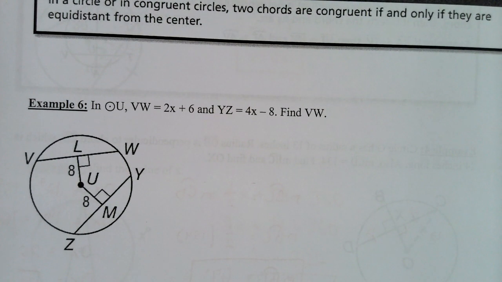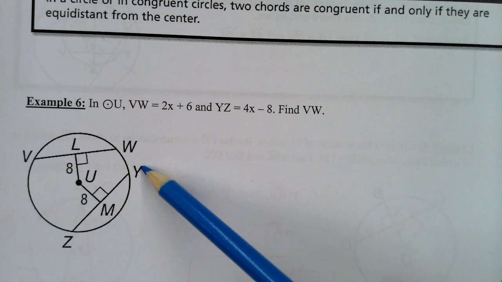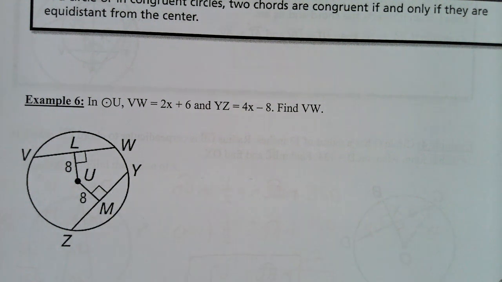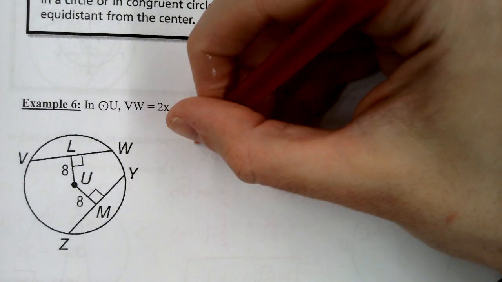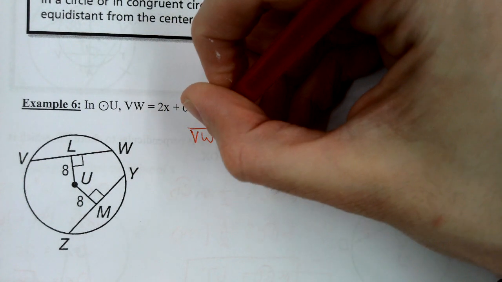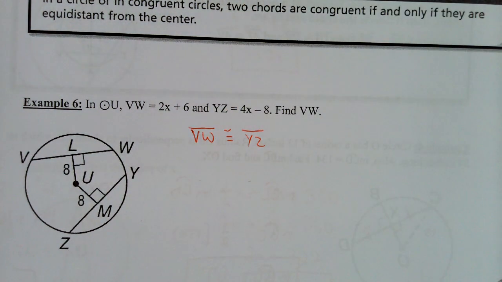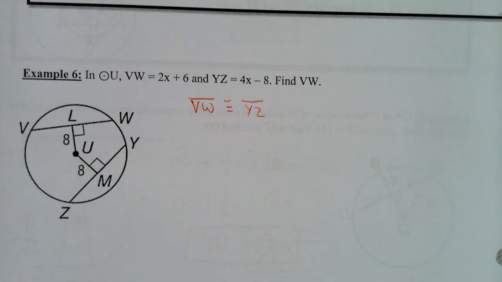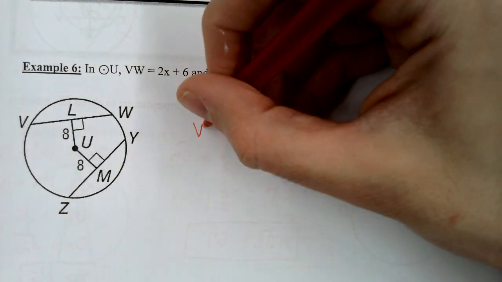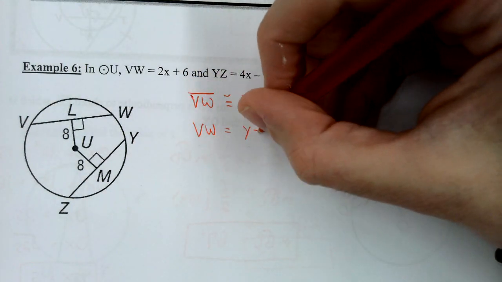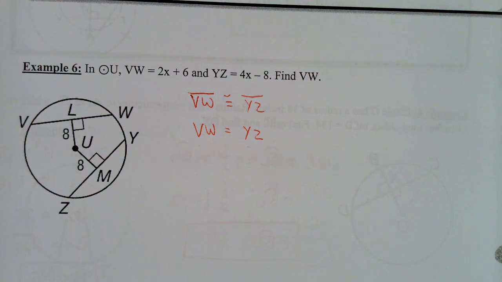Okay? So again, look at example 6. We have two chords, VW and YZ. They are equidistant from the center. They're the same distance from the center. They're both 8 away from the center. Therefore, it means they're congruent. So VW is congruent to YZ. Those two chords are congruent because they're the same distance away from the center. It means that they're equal. So VW equals YZ. Set them equal and solve.